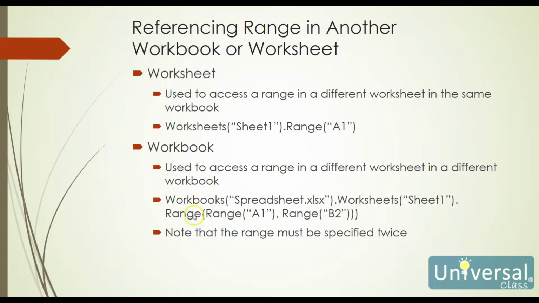Now in this case, I want to select a range beginning at A1, and I also want to select through B2. So this acts a little funny, but we have to specify range, and then in parentheses, we have to specify range A1. Now instead of saying range A1, I could just simply put my square bracket A1 close square bracket, B2 close square bracket. But be aware that when we specify a range like this, we're specifying a range in another workbook, and then we have to specify the range that's in that workbook. So the word range actually is going to be specified twice.